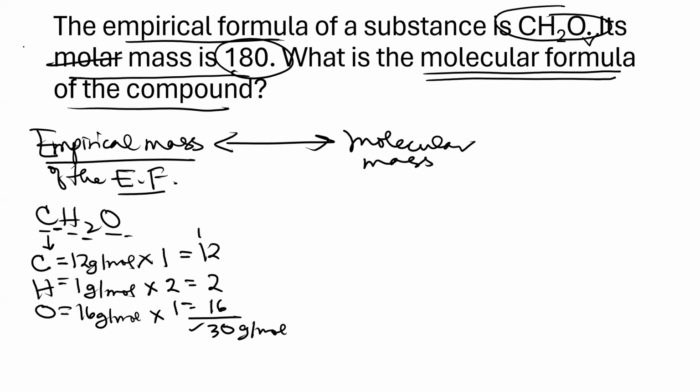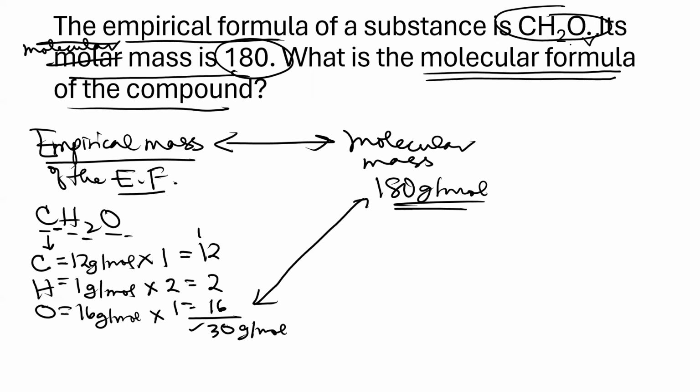Okay, I think this should be molar mass, not molecular mass. Stand corrected. The molar mass, or the mass of the actual molecule, right? So we're given 180 grams per mole. That's the actual molar mass of the compound. So we need to get the relationship between these so that we know what factor to multiply to our empirical formula. In this case, that would be 180 grams per mole divided by 30 grams per mole.